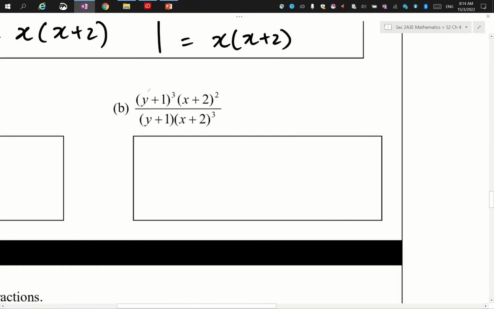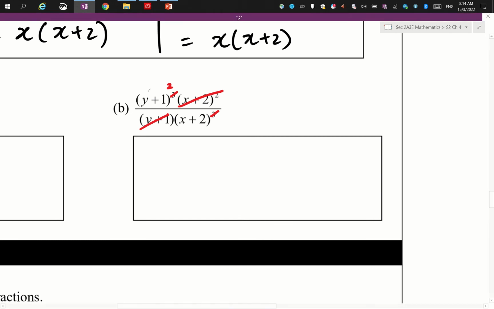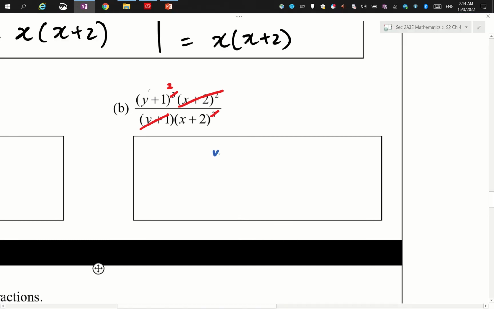So similarly for part b, y plus 1, one of it is common, so we're left with 2. We've got 2 of those x plus 2 that is common, so we cancel this. Power 3 becomes power 1. So the solution, y plus 1 squared divided by x plus 2.